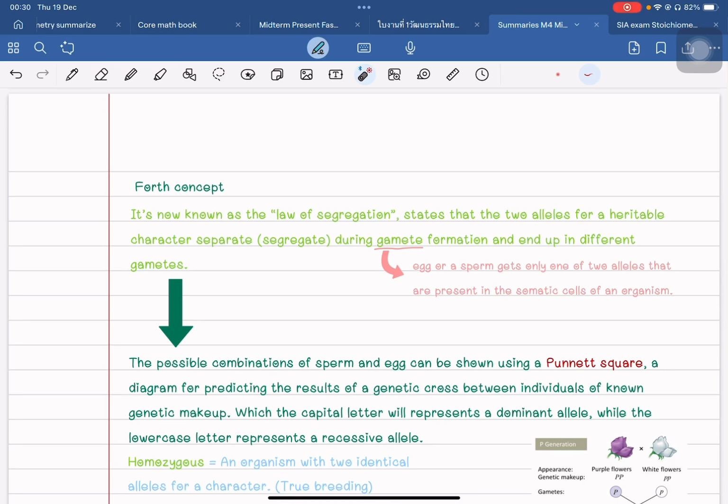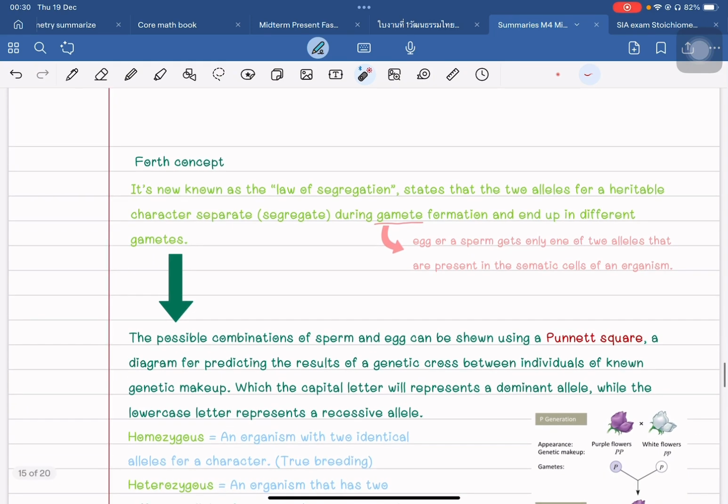Nowadays, it states that the two alleles for a heritable character separate, or segregate, during gamete formation and end up in different gametes. So gametes, the egg or the sperm, get only one of the two alleles that are present in the somatic cells of the organism.